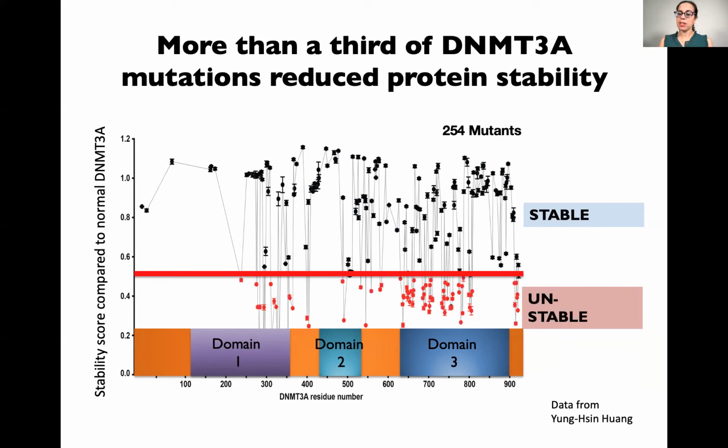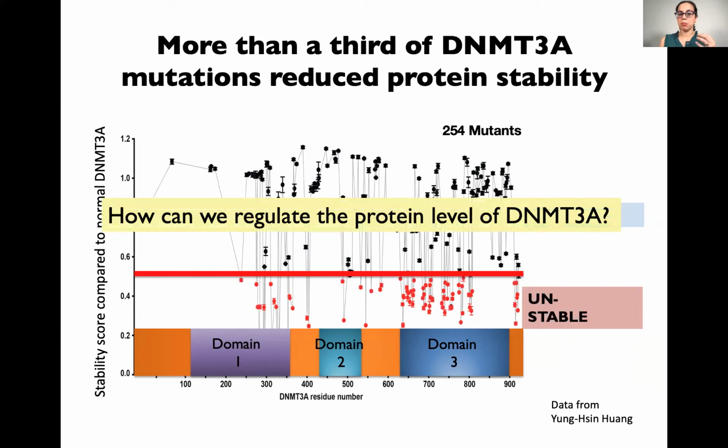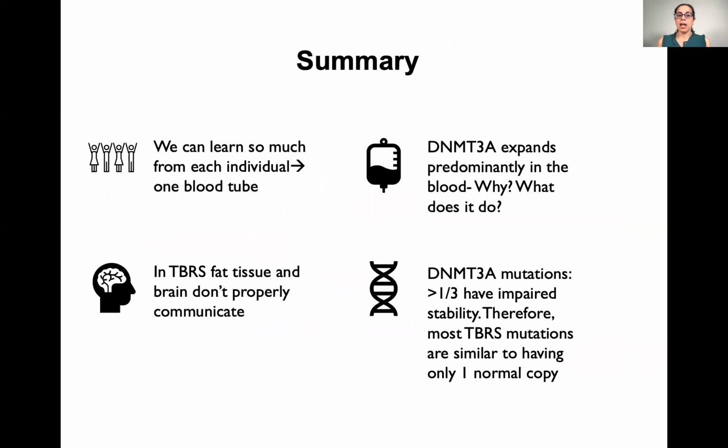So this is really giving us an avenue for therapeutics, because if we understand how to make the copies be stabilized, we can maybe control the protein level of the DNMT3A and improve the outcome for patients. So if I summarize what I've shown you today, I've shown you that it's really important to have each of you investigate, and each of you should, if you really want, contribute to our research, because we can really learn from each of the mutations, and each person with TBRS is really different.